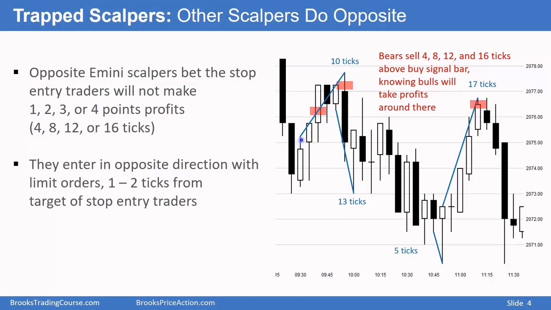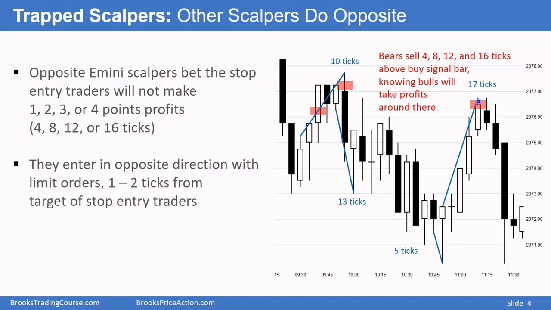The bears here might sell 4 ticks above this bar and scale in higher, betting that it's a bad buy and the bulls will be only scalping. In other words, the bulls do not have a lot of conviction and will not be holding for swing trades and will not be buying much higher. So they will not continue to buy. Bears will start selling either at this high, 1 point higher, or 2 points higher. And the same is true here.